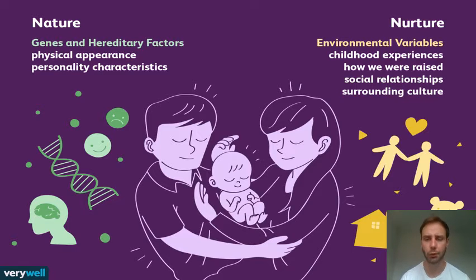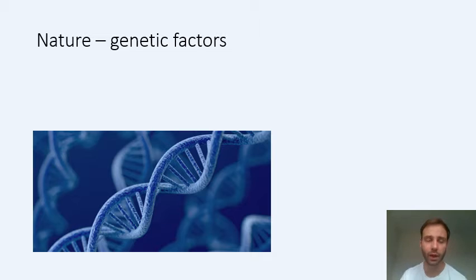So what makes a criminal? To start with, we're going to look at the genetic factors, and this is the argument that criminals have certain genes which make them criminals. Criminals have basically crime written into their DNA, and they're almost destined to commit crime. They're destined to be a criminal.